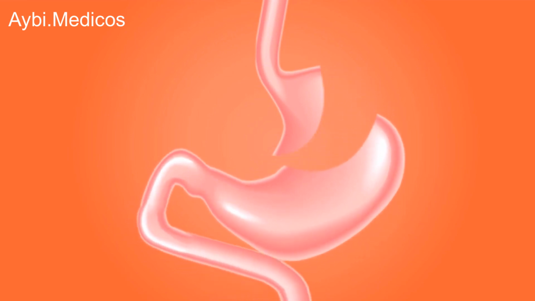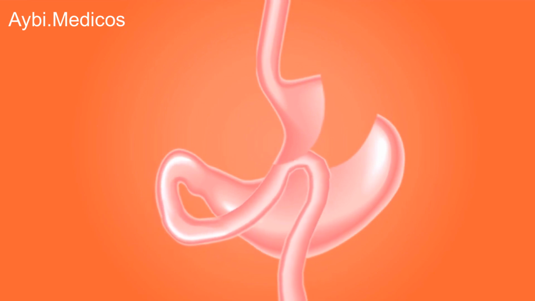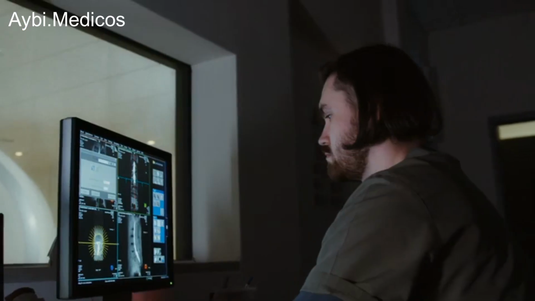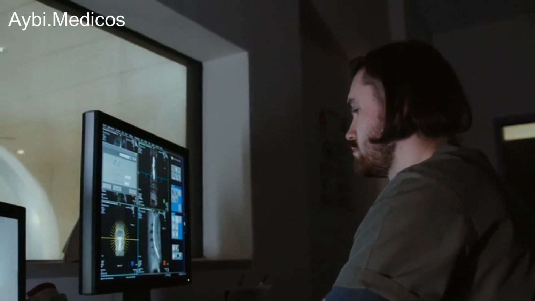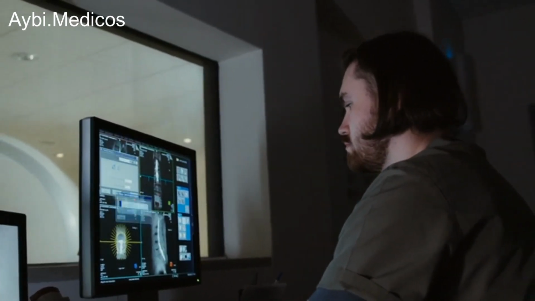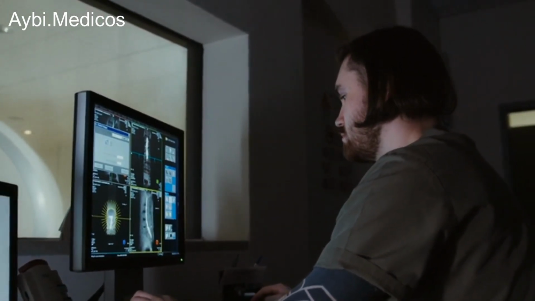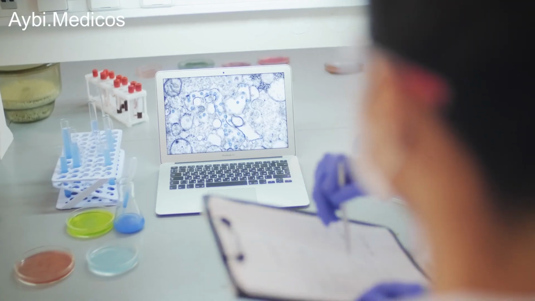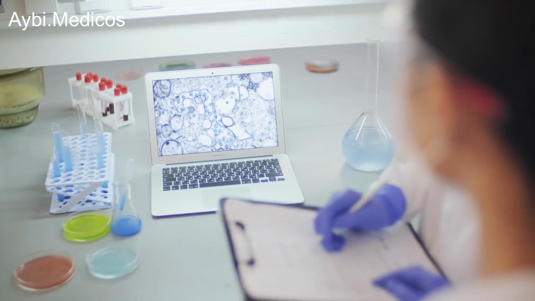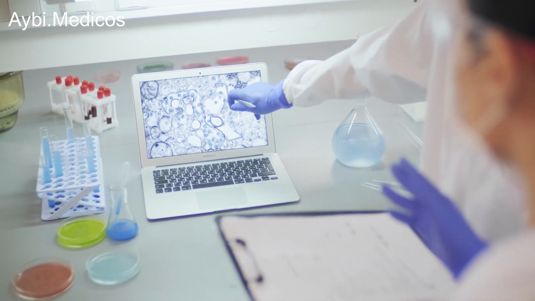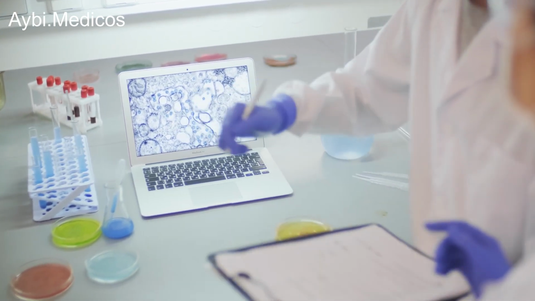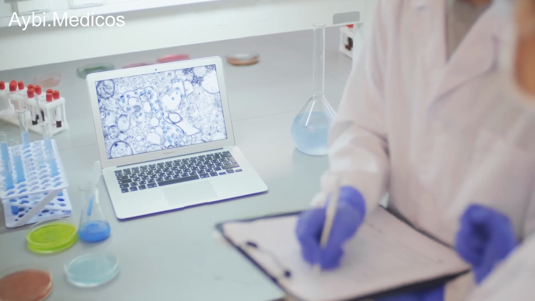Endoscopy. A thin, flexible tube with a camera, an endoscope, is inserted through the mouth to examine the stomach and duodenum lining. Upper GI series. X-ray imaging is done after the patient drinks a contrast solution to highlight any abnormalities. Stool test. Detecting the presence of H. pylori bacteria through a stool sample. Treatment. Treatment for stomach ulcers typically includes a combination of approaches.